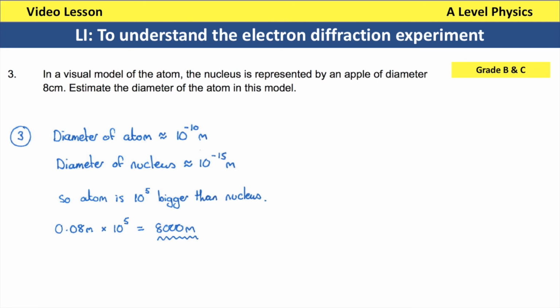Now, because the apple is representing the nucleus and it's of a diameter 8 centimetres, we're going to put 8 centimetres into metres and then times it by 10 to the power of 5. That gives us an answer of 8,000 metres or 8 kilometres.